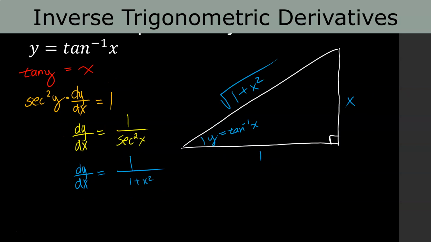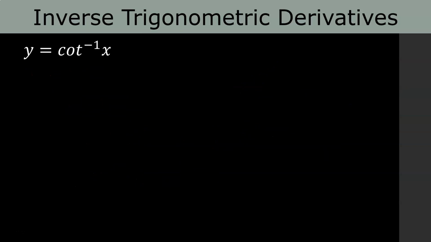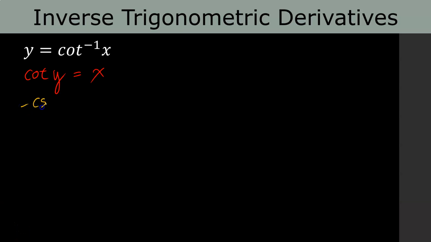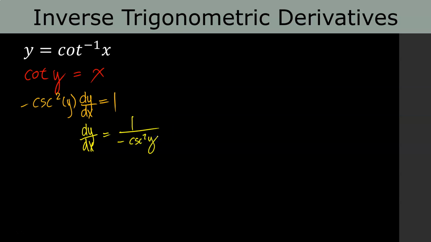So do you have a guess as to the derivative of inverse cotangent? I'm sorry, inverse cotangent. That'd be a really easy guess as to the derivative of inverse cotangent when we were staring at the derivative of inverse tangent. So cotangent of y is equal to x. The derivative of cotangent is negative cosecant squared of that same input y, so chain rule, dy dx, and equal to 1. The derivative of x with respect to x is 1. dy dx is 1 over negative cosecant squared y.